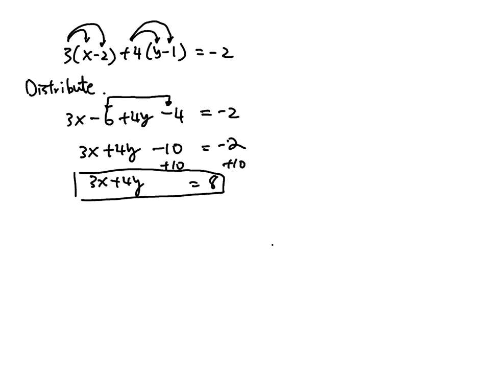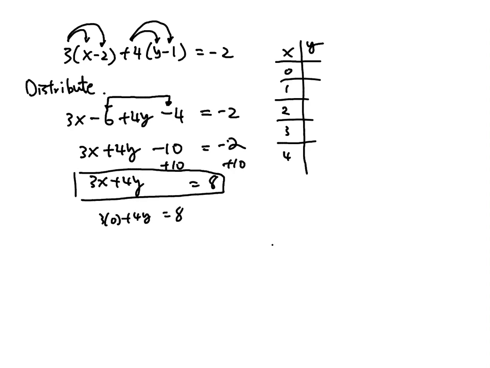Alright, so let's see what we have. We can make a table again. Hopefully we get some nice numbers. 0, 1, 2, 3, 4 maybe. So when x equals 0, you get 3 times 0 plus 4y equals 8. 4y equals 8, and y is 2. Okay, that's pretty good. That's a decent start.